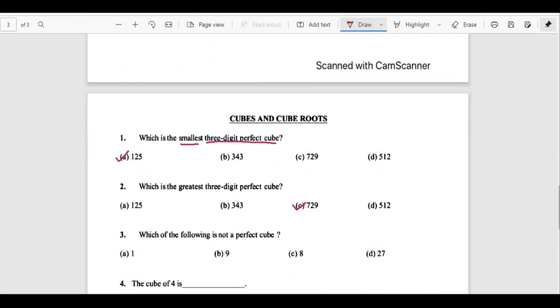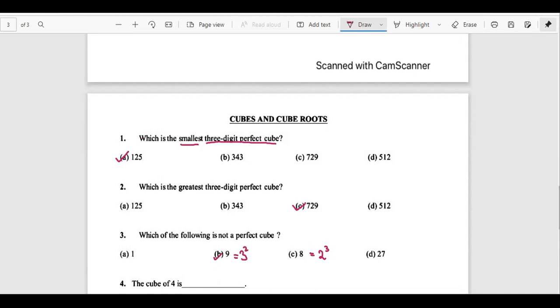Then we have the third question, which is, which of the following is not a perfect cube? 8. Are you sure? No, ma'am. 8 is a cube of 2. Yes. So 9. This is 2 cube, right? So 9, because 9 is 3 square, okay? Are you clear?